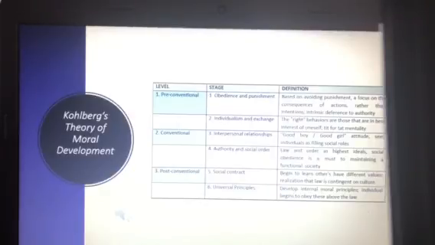Through studying moral dilemmas, Kohlberg explained moral reasoning in 6 stages, which are grouped into 3 general levels of morality: pre-conventional morality, conventional morality, and post-conventional morality.